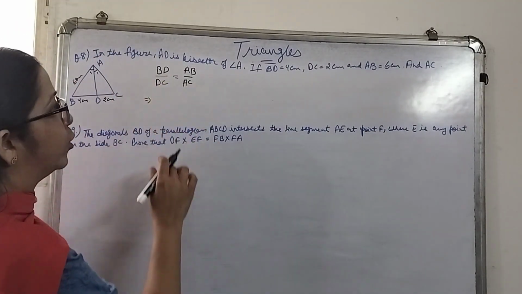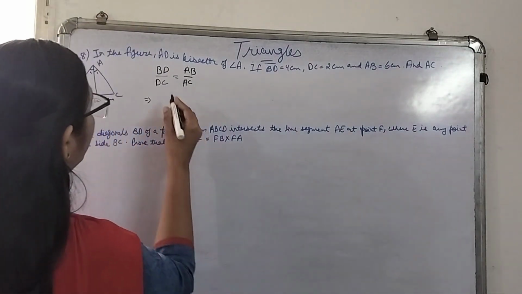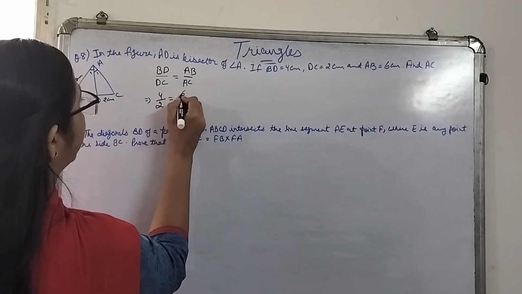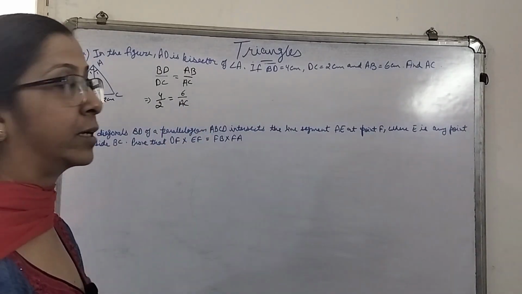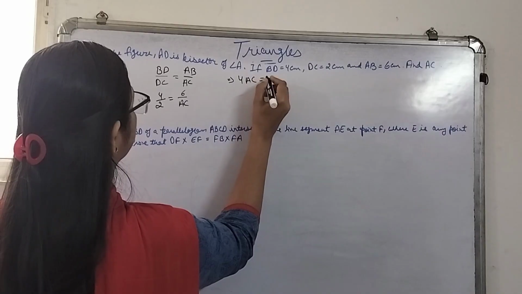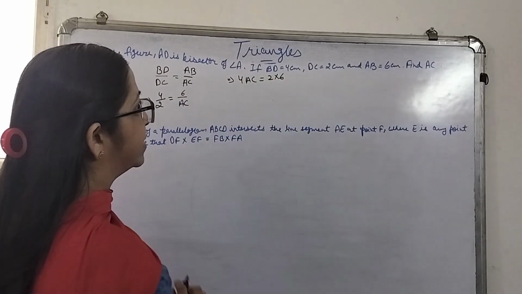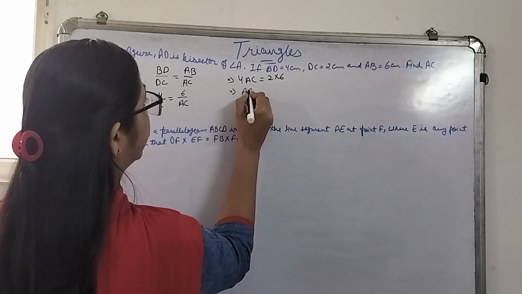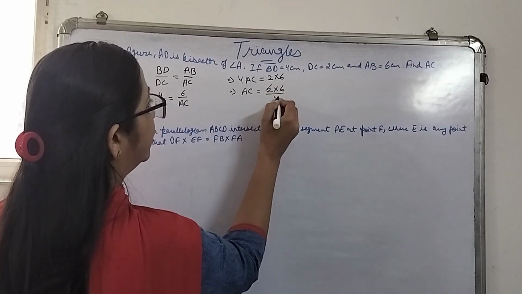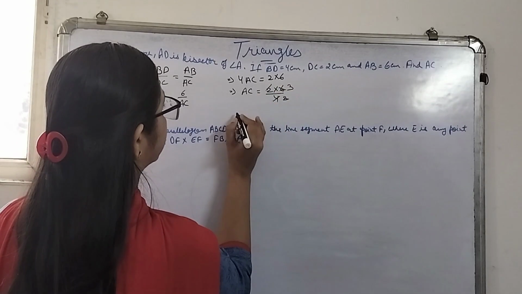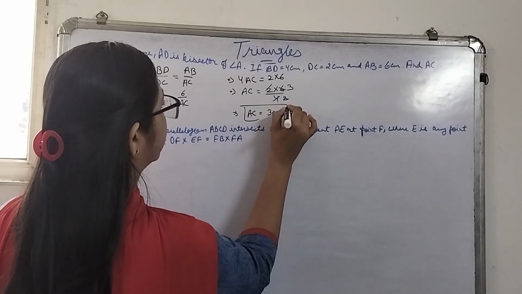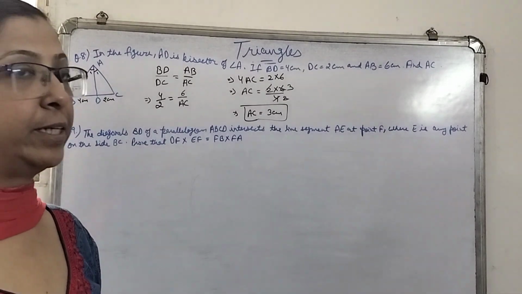So over here we will be keeping all the values. BD is your 4, DC is 2, AB is 6, and we have to find the value of AC. We will cross multiply it, so it will become 4 times AC is equivalent to 2 multiplied by 6. Or we can say that the value of AC will be 2 multiplied by 6 divided by 4. 2 2s are 4 and 2 3s are 6. That means the value of AC will be 3 cm. The side AC will be your 3 cm.